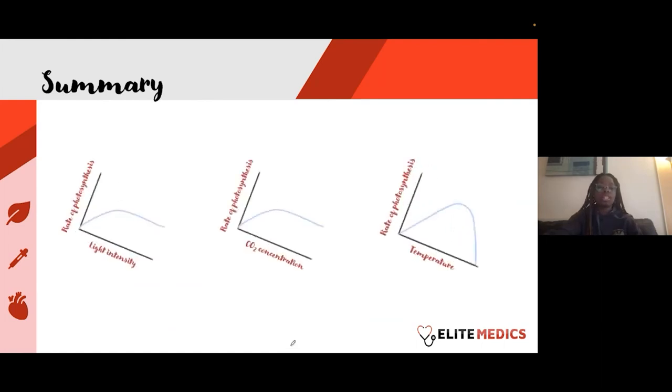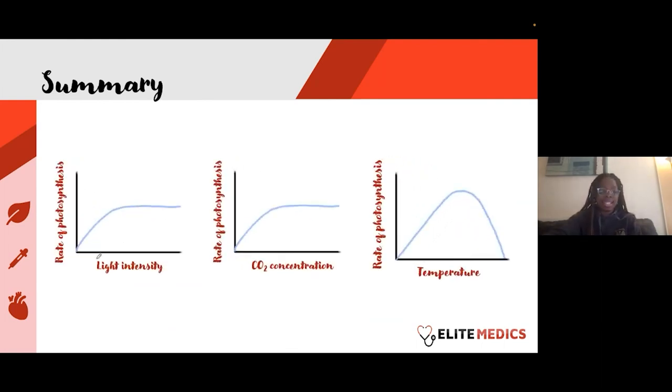So in summary, if we look, we have the light intensity. As you keep increasing it, it comes to a point where it becomes a limiting factor, and you now have to increase something else to increase the rate of photosynthesis. The same thing occurs with carbon dioxide concentration. You're increasing it, then it comes to a point where it is now the limiting factor and you have to increase something else. But with temperature, you can keep increasing it until you get to your optimum temperature. But once you get past that point, it now decreases the rate of photosynthesis and you'll have to change something else to increase the rate.